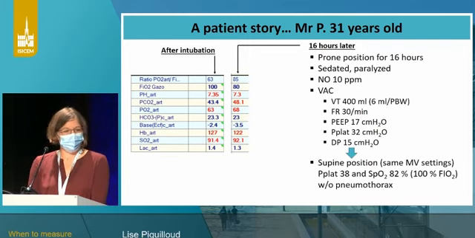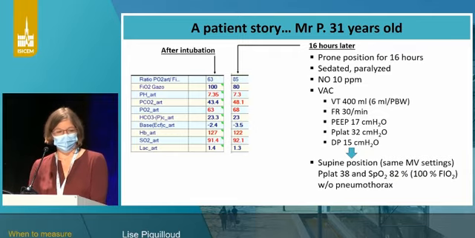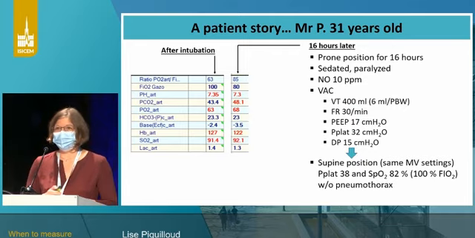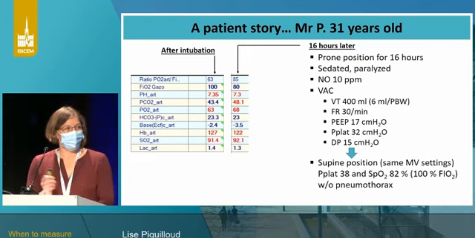Then this was done, and with the same ventilator settings, now we have plateau pressure at 38, SpO2 at 82% with 100% of FiO2. There is no pneumothorax, there is no endotracheal tube displacement, so no easy explanation for this difference.